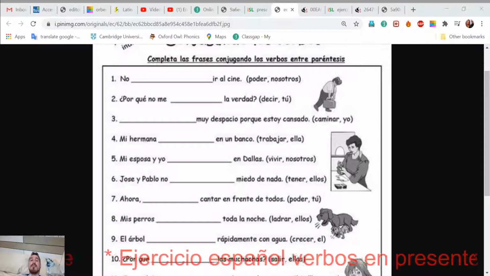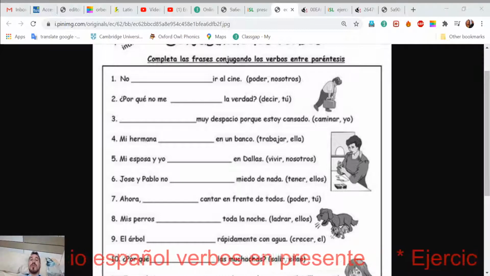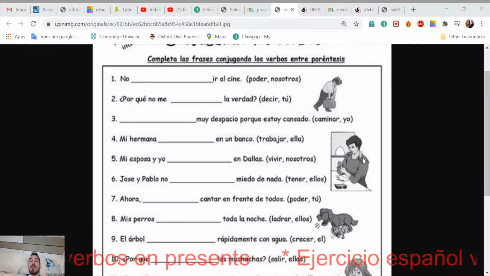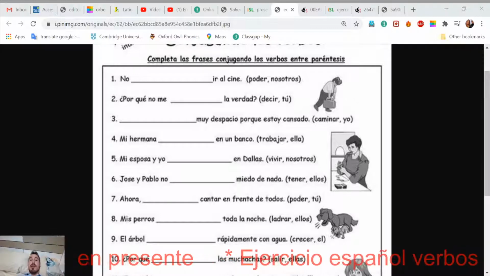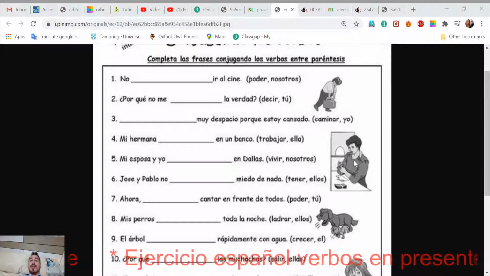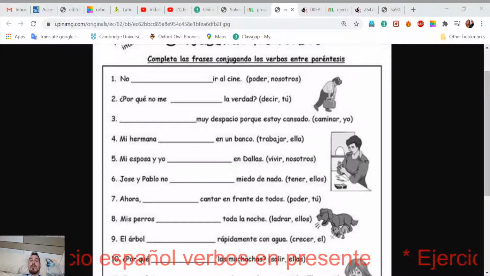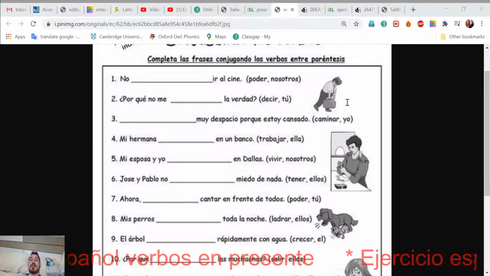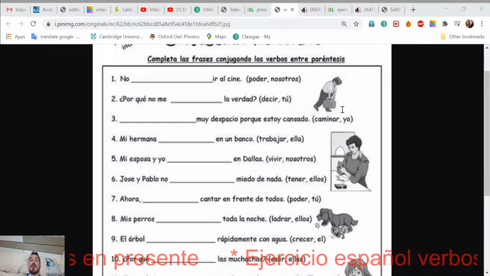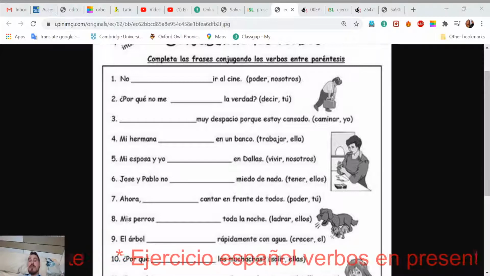So number 3. Camino muy despacio porque estoy cansado. I walk very slowly because I'm tired. 4. Mi hermana trabaja en un banco. So my sister works in a bank. 5. Mi esposa y yo vivimos en Dallas. We live in Dallas, my wife and I. 6. José y Pablo no tienen miedo de nada. So they aren't afraid of anything.